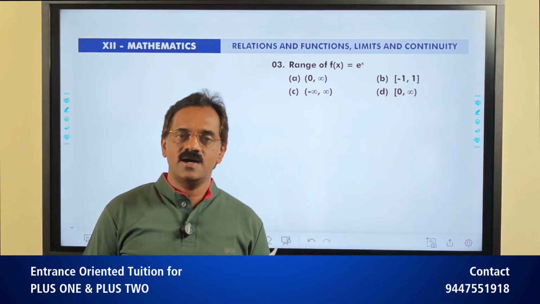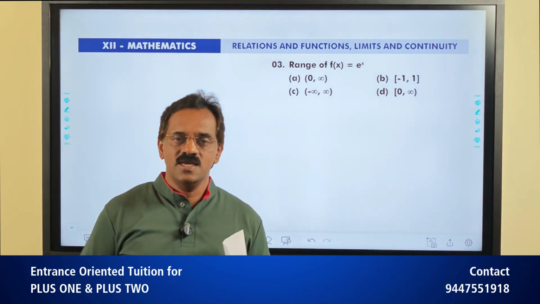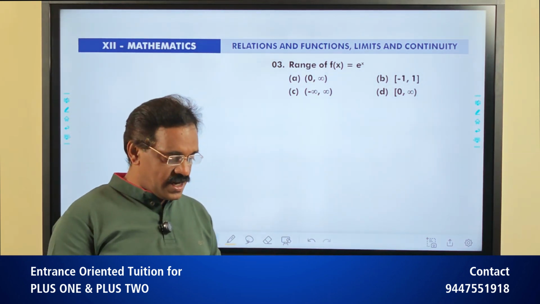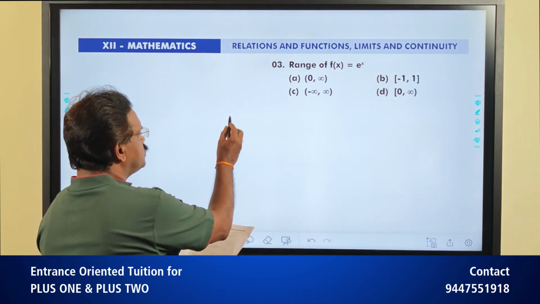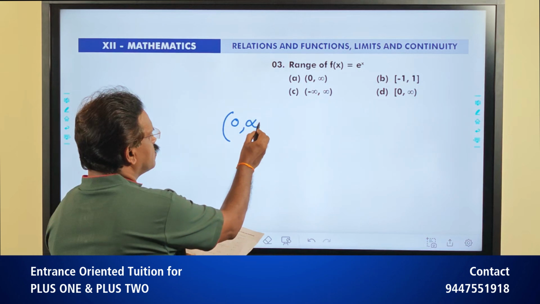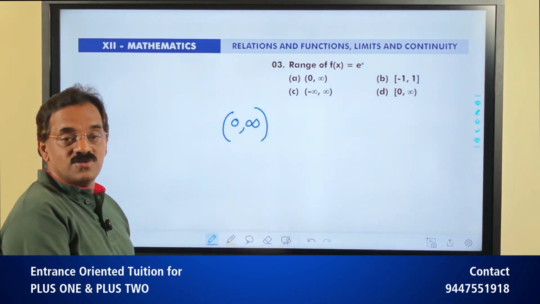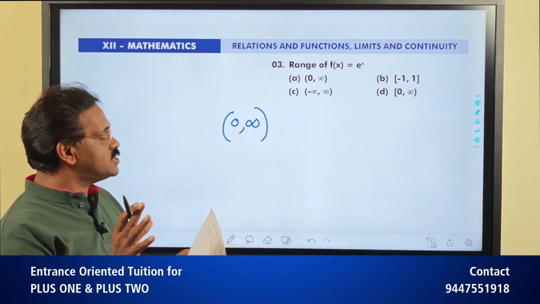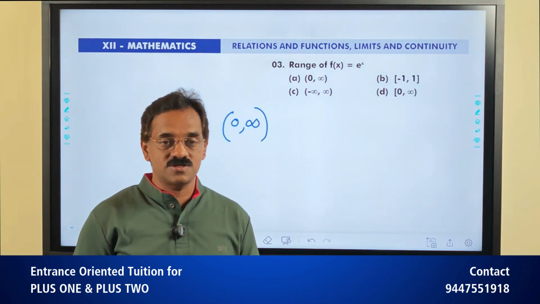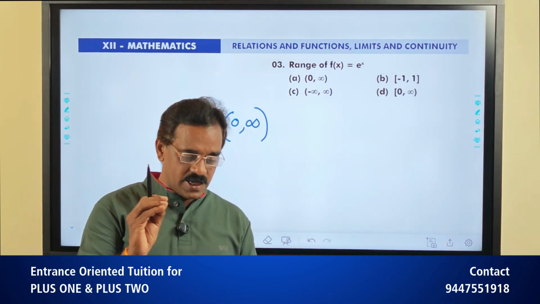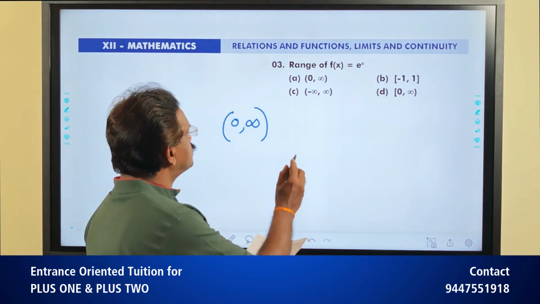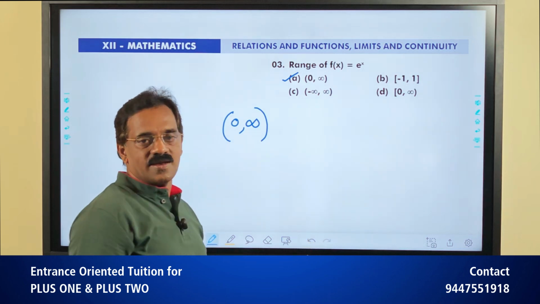Come to the third one. What is the range of e raised to x? Everyone knows that e raised to x gives only positive values. So it is very clear that positive values means the open interval (0, infinity) will be the range. The smallest value it gives will never be 0. So the open interval (0, infinity) is considered to be the range of f(x), which is choice A.